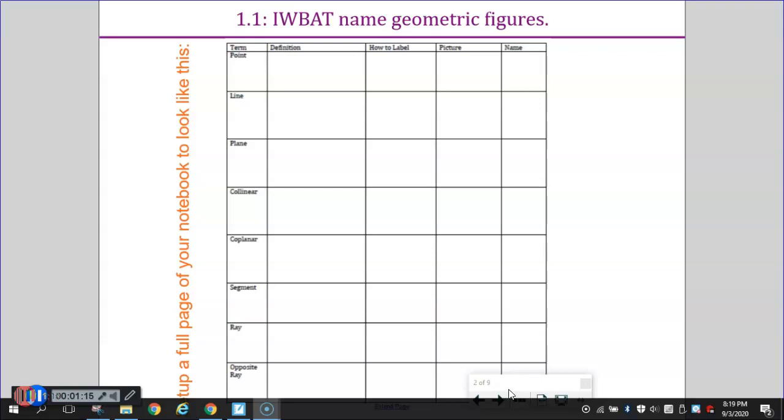So it should look like this with 5 columns going down and then 9 rows. The title row that says term, definition, how to label, picture, and name, and then the 8 vocabulary words: point, line, plane, collinear, coplanar, segment, ray, and opposite ray. Pause the video here until you're ready to move on and your chart is set to go.